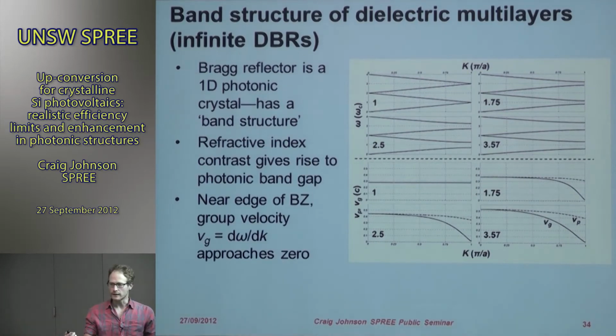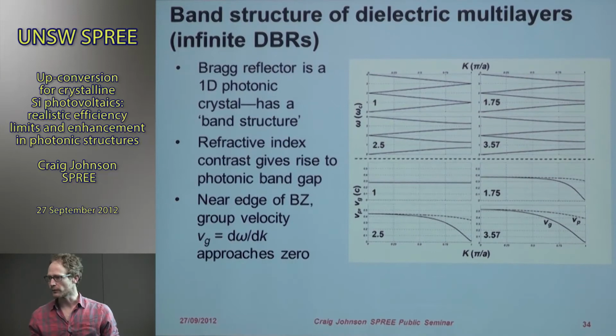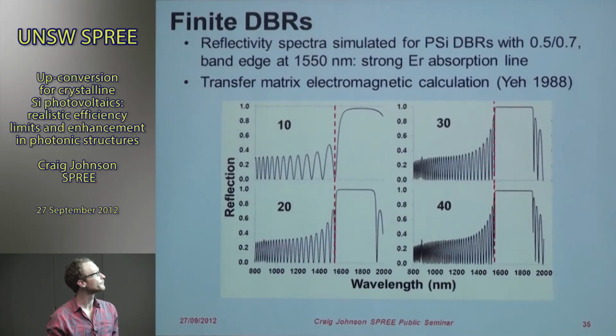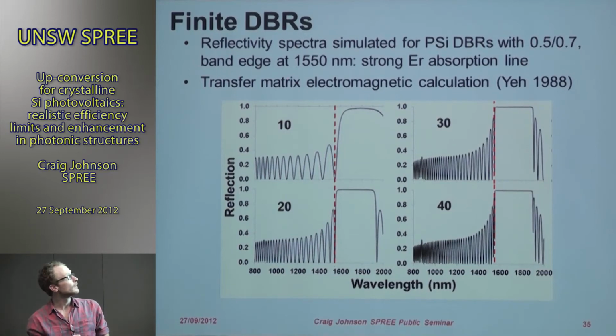So the group velocity is the propagation velocity of energy through the structure. So it's possible for that to be 0. It's not really possible for the phase velocity to be 0. That's an infinite refractive index. What happens in the case of a finite material? That was all infinite. Well, in this case, we can talk about the reflectivity spectrum.